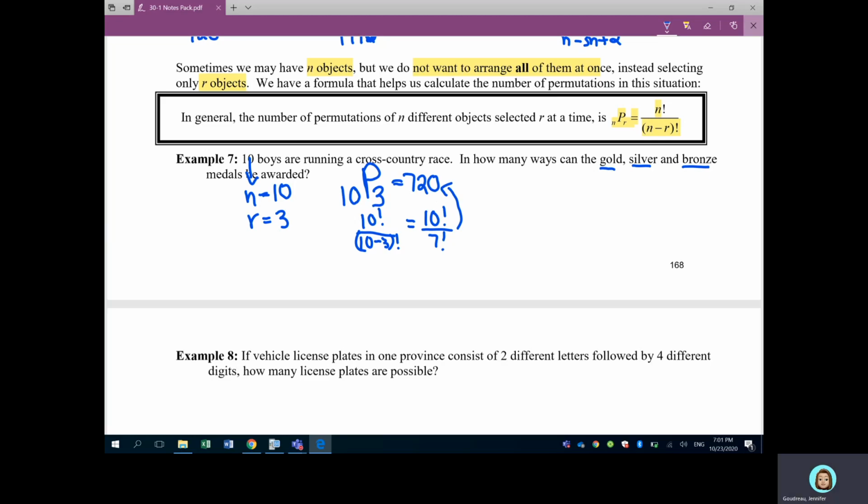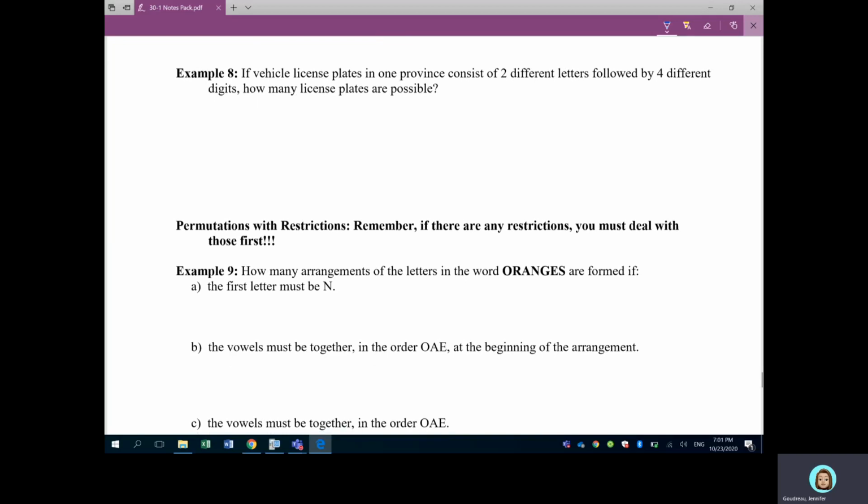In example 8, if a vehicle license plate in one province consists of 2 different letters followed by 4 different digits, how many license plates are possible? Okay, so first of all, we know that this is a permutation because in a license plate, the order of the letters and numbers matters. If we switch the order of the letters or numbers, it creates a new license plate. So for example 8, we are talking again about a permutation.